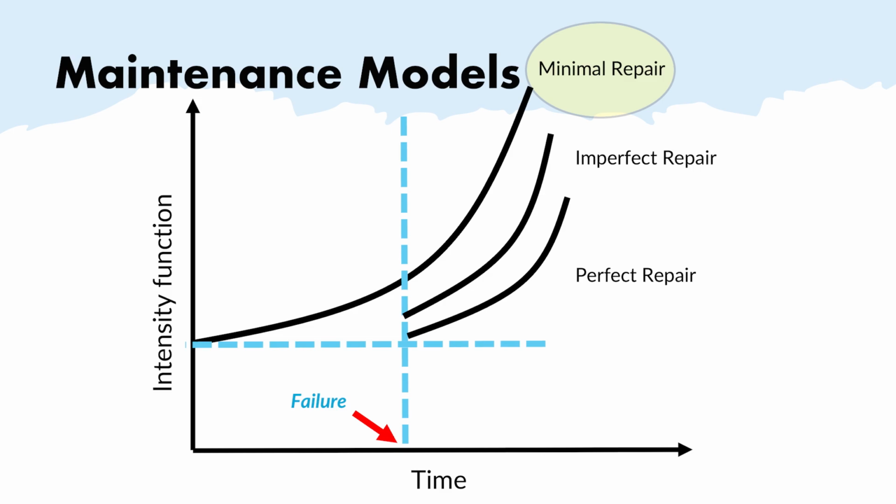So in that case, a typical example is the tire of your car. If you imagine that you have a flat tire, this does not affect the reliability of the system, but you need to do some kind of intervention, some kind of repair, and that's called minimal repair. Everything that's in between perfect repair and minimal repair we call imperfect repair.